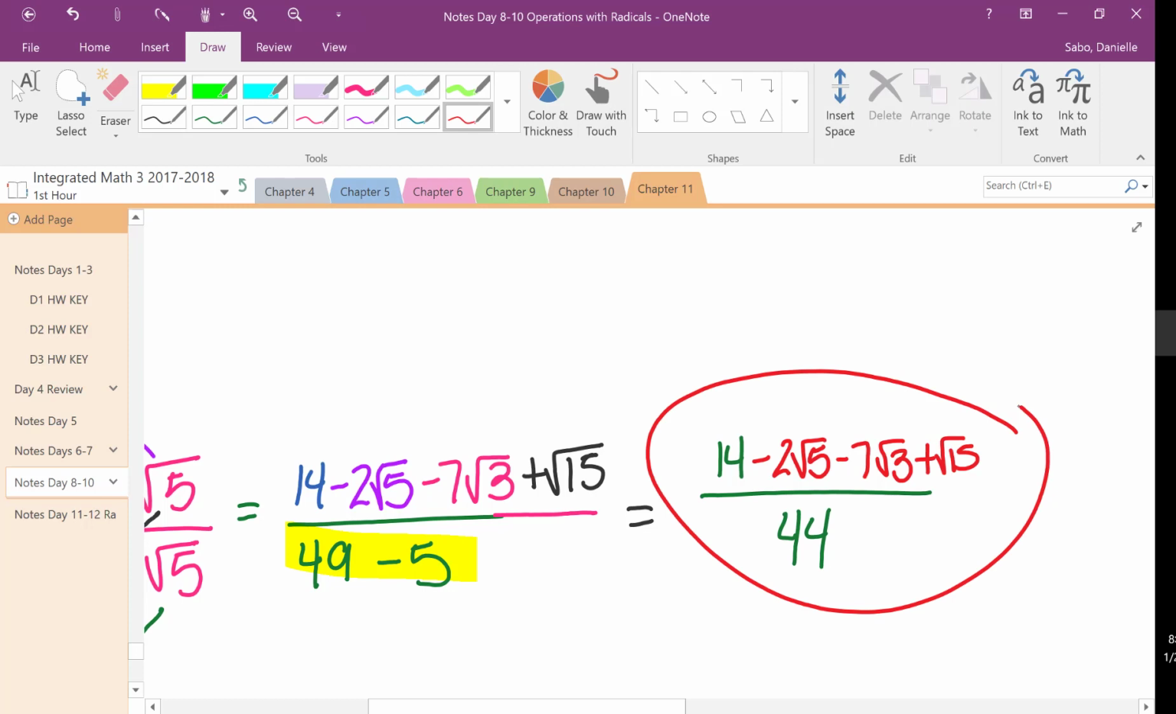There's nothing I could do. Okay, there may be an instance where that would have reduced or simplified and you could have done something. But if that's the case, don't try to do more work for yourself and try to figure it out. I mean, we can't do anything. Our goal is to not have a radical in the denominator because we just mathematically can't have that.